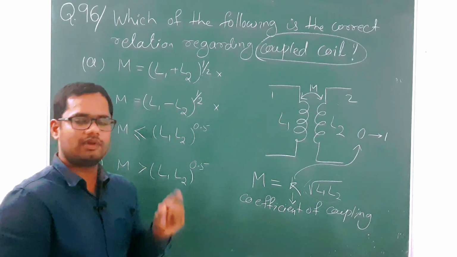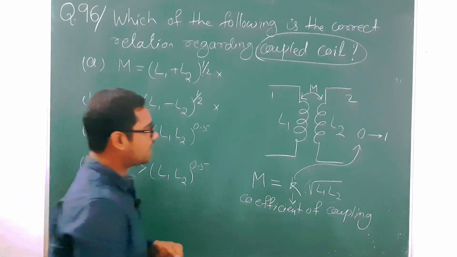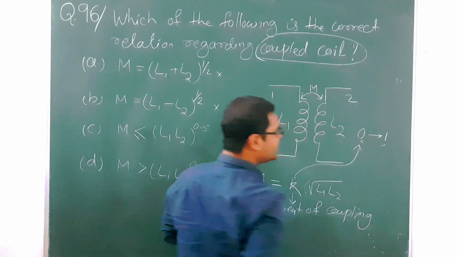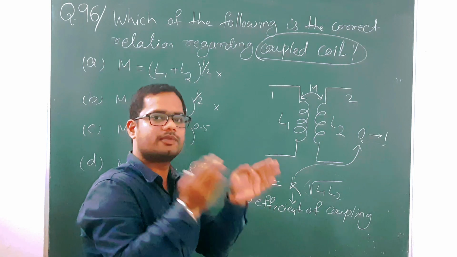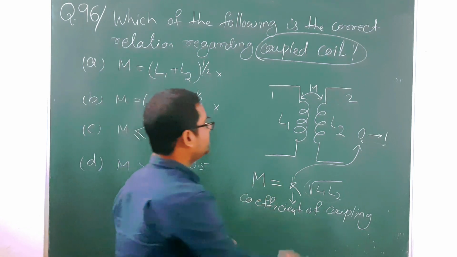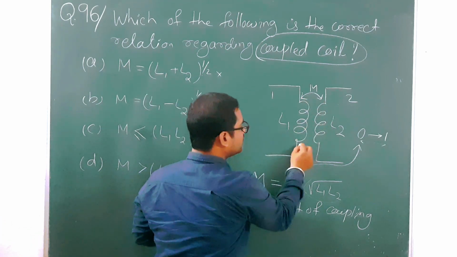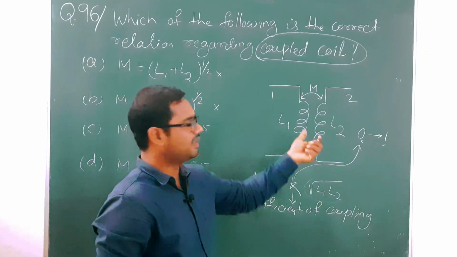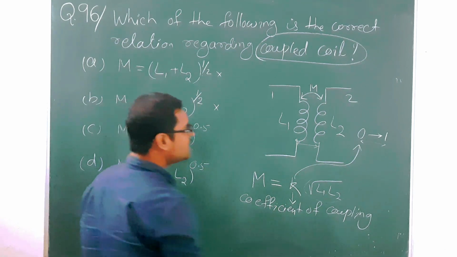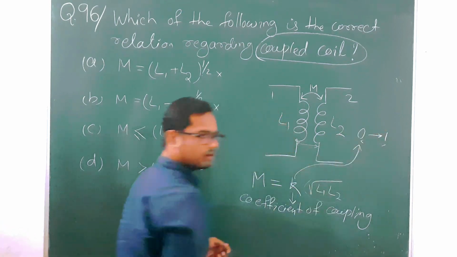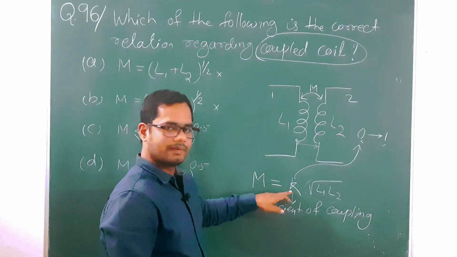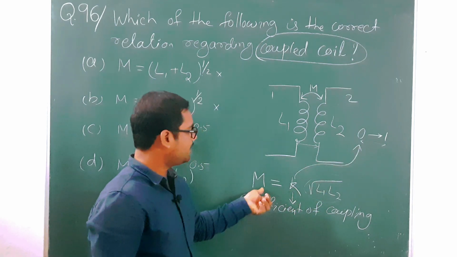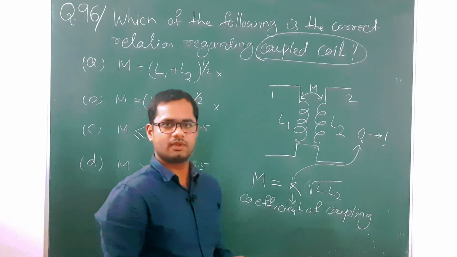The value of K lies between 0 and 1, a fractional value related to the position of the coil. Depending upon the distance, the value will be there. Suppose this value is 0, that means your M value will be 0. Suppose this value is 1, so M will be equal to this part.